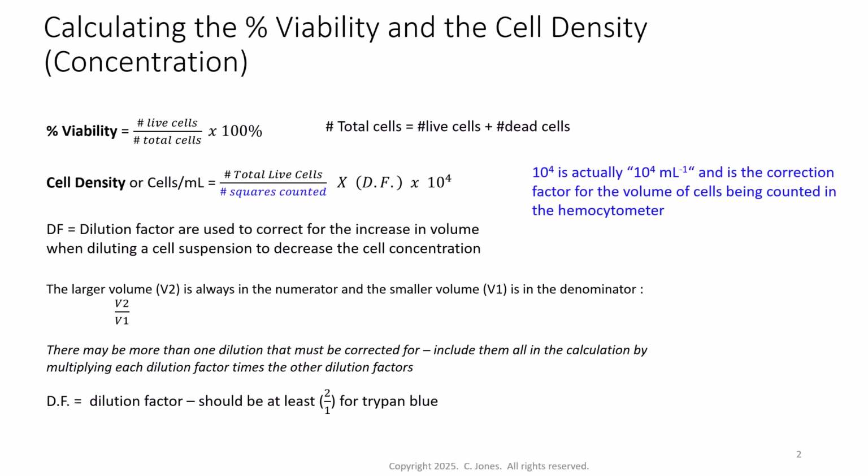In our labs, the dilution factor should always be at least 2 over 1 because we mix equal volumes of trypan blue with equal volumes of cells. That is, we mix 50 microliters of trypan blue with 50 microliters of cell suspension, and so the final volume would be 50 plus 50, right, which is 100. That's the combined trypan blue and cell suspension, divided by 50 microliters, which is the initial volume, just the cell suspension. So 100 divided by 50 is 2 over 1.